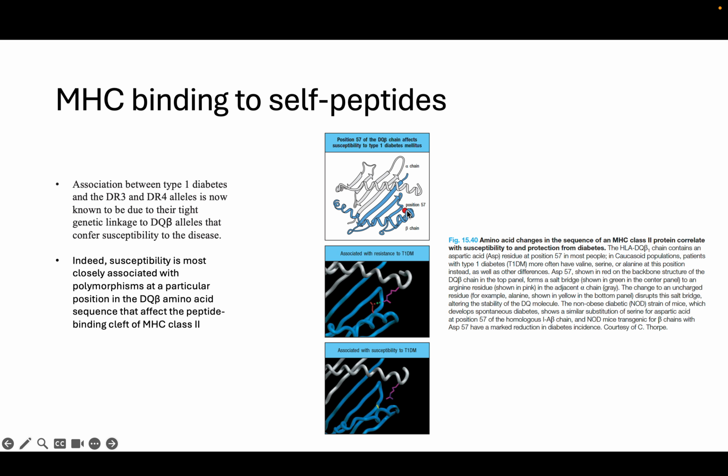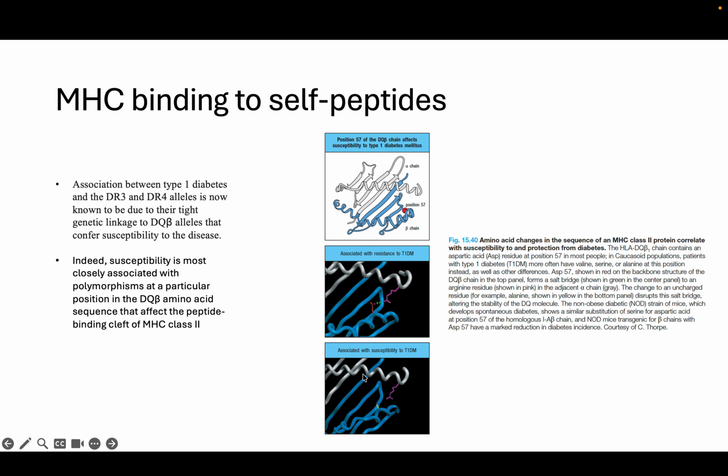In general, it's an aspartic acid that creates this beautiful salt bridge. So this is the aspartic acid over here. This aspartic acid creates a beautiful salt bridge with the alpha chain over here. The blue is your beta chain, the gray is your alpha chain. You see that this aspartic acid is causing this nice salt bridge.